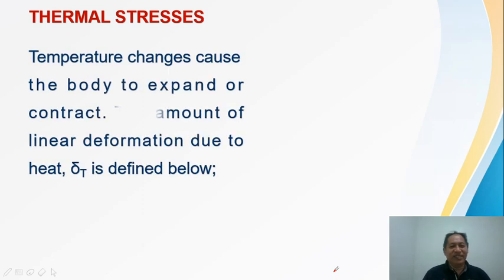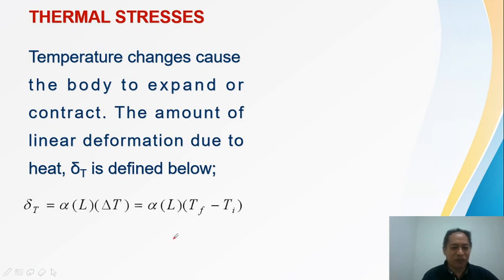Temperature change causes the body to expand and contract. The amount of linear deformation is given by the formula. This stands for the thermal deformation, where it is a product of alpha, L, and the change in temperature. The change in temperature is equal to the final temperature minus the initial temperature.